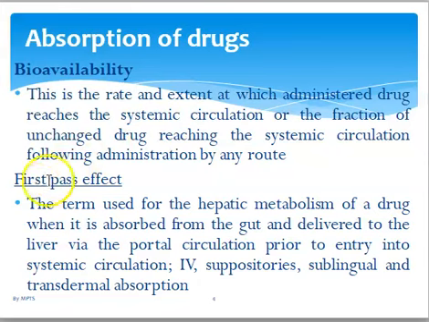Why? Mostly because of the first pass effect. This is a term used for hepatic metabolism of a drug when it is absorbed from the gut and goes to the liver via the portal circulation prior to entering the systemic circulation. Are you getting it? Remember, the drug can be metabolized before it reaches the systemic circulation. Most of the drugs given in the GIT can have this first pass effect. They can be metabolized, and only a certain percentage, maybe 80%, may reach the circulation.